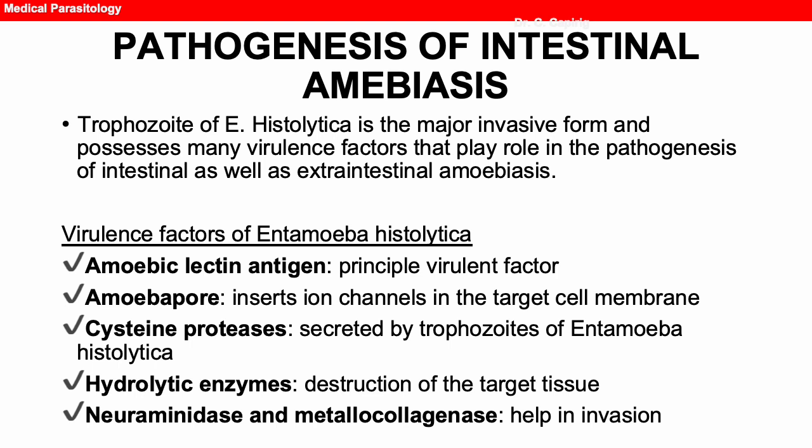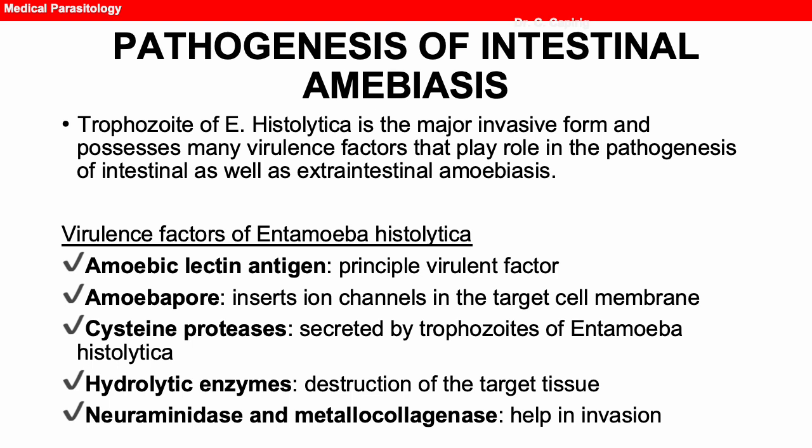The trophozoite of the E. histolytica is a major invasive form and possesses many virulence factors that may play a role for the pathogenesis of the intestinal as well as in extraintestinal amoebiasis. The virulence factors of Entamoeba histolytica include the amoebic lectin antigen, which is the principal virulent factor, and I want you to read further about amoebic lectin antigen.